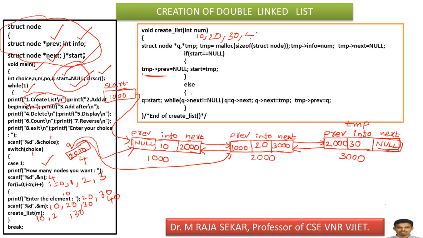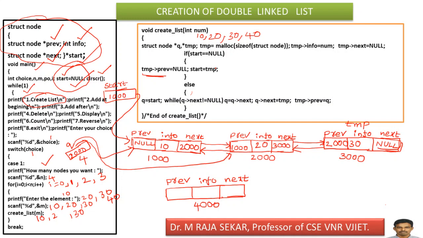Here 40. Therefore, struct node *q, tmp equal to malloc(sizeof(struct node)). Therefore, again a node will be created with first field PREV, second field info, third field, what is my third field? Third field is next. Let me assume this node address is 4000. Yes? After creation of this node, what happens?